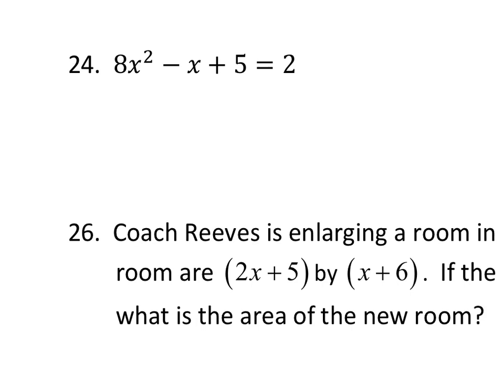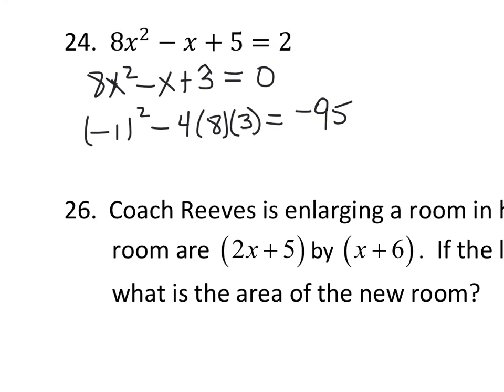Okay, I'm going to do number 24, another example of this. Okay, in this problem, I get 8x squared minus x plus 3 equals 0. So 8 is my A, negative 1 is my B, and 3 is my C. So when I plug this into my formula, b squared minus 4ac, I get a negative 1 squared minus 4 times 8 times 3, which equals a negative 95.